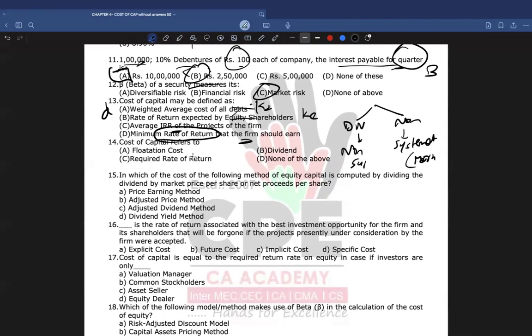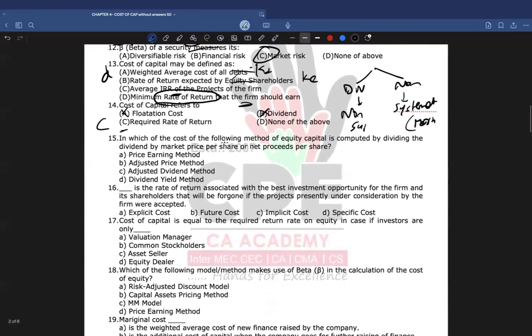Cost of capital refers to, cost of capital is not retention cost, not dividend, maybe the required rate of return. So in one of the options, required rate of return can also be your cost of capital. So that seems okay. Then in which of the following methods is the cost of equity capital computed by dividing the dividend by market price? So dividend by market price or net proceeds. Which method is he asking? So which is nothing but the dividend yield method. This is dividend yield, also called the dividend price model.